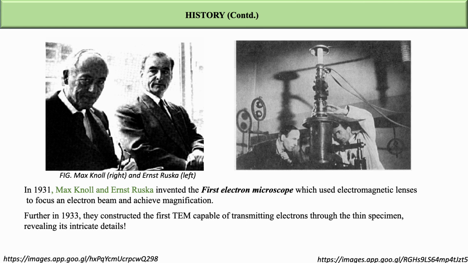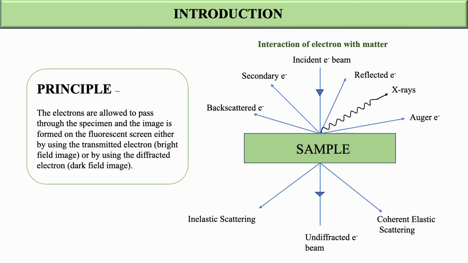In 1931, Ernst Ruska and Max Knoll invented the first electron microscope, which used electromagnetic lenses. And then in 1933, they constructed the first STEM, which was capable of transmitting electrons through thin specimens, revealing their intricate details. So, what is the principle behind transmission electron microscopy?